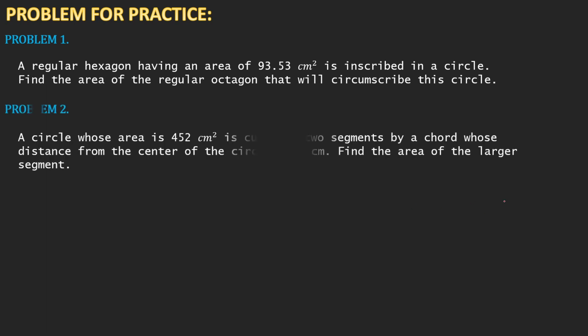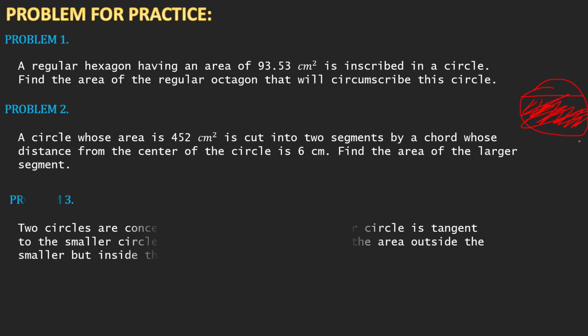Okay? Number 2. A circle whose area is 452 centimeters squared is cut into segments by a chord whose distance from the center is 6 cm. Find the area of the larger segment. So, may chord lang na 6 from the center. Kukumpute nyo lang yung area ng larger segment. Ganyan lang yan. Then, may chord. Kumputin po nyo yung area nitong part na to.